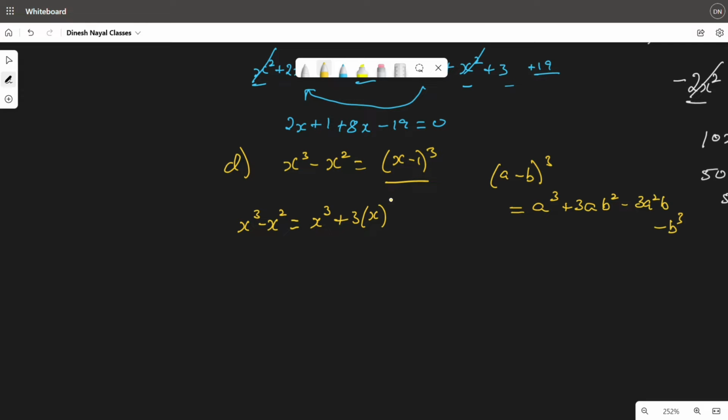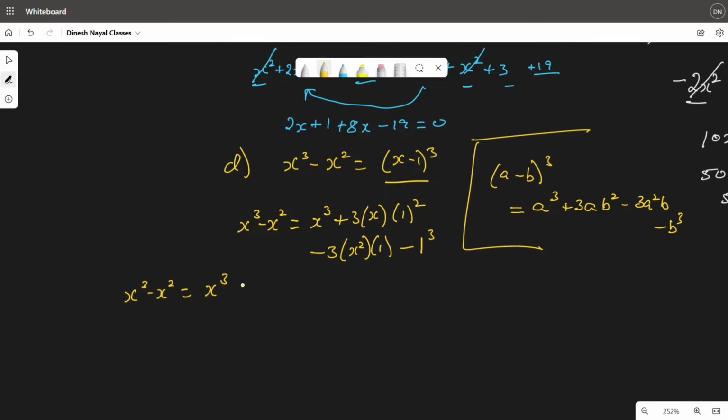So writing here 1 square, and then minus 3 x square into 1, minus 1 cube. Now solving this, x cube minus x square equals x cube plus 3x minus 3x square minus 1.